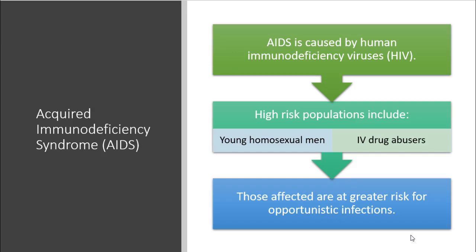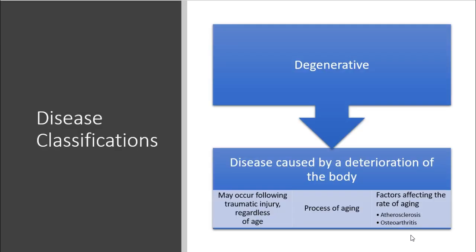So, acquired immunodeficiency syndrome, AIDS. It is caused by human immunodeficiency virus, which is HIV. Young homosexual men and IV drug users are at a higher risk, and they're in a higher risk population. So those affected are at greater risk for opportunistic infections. So their immune system is very, very weak, and they get pneumonia really easy, Kaposi sarcoma, all kinds of different pathologies due to the decrease in their immunity.